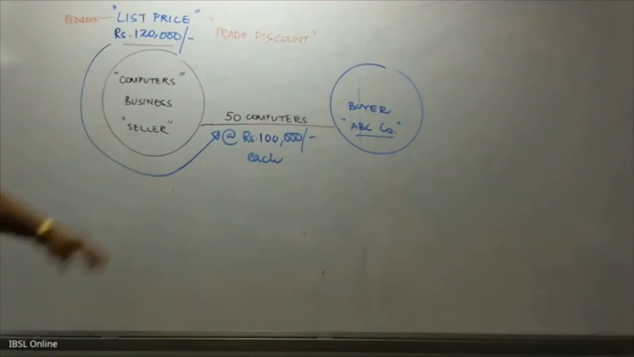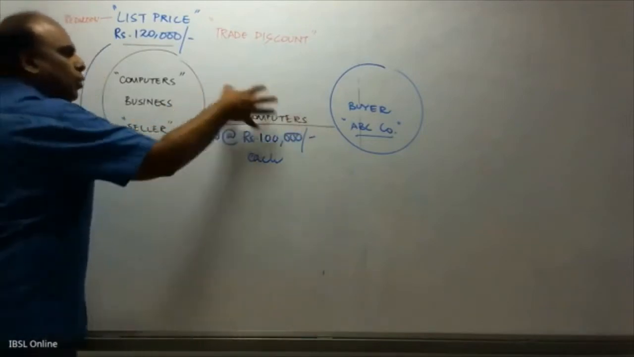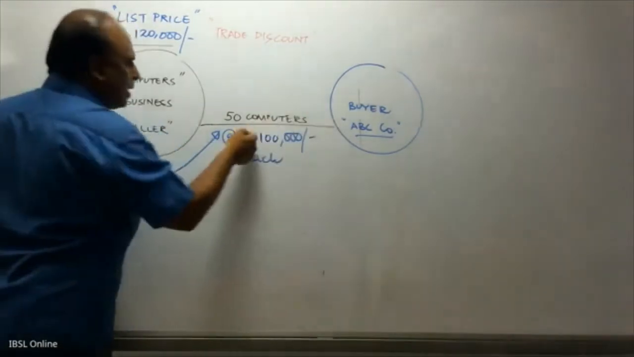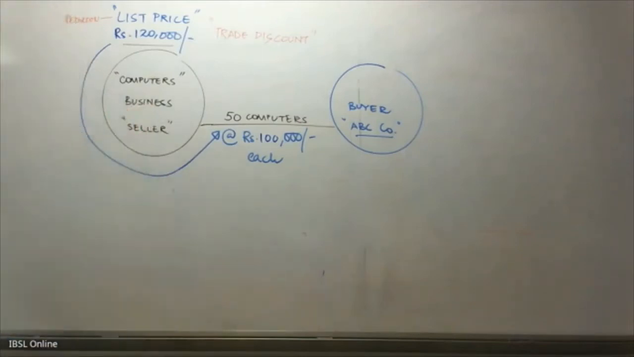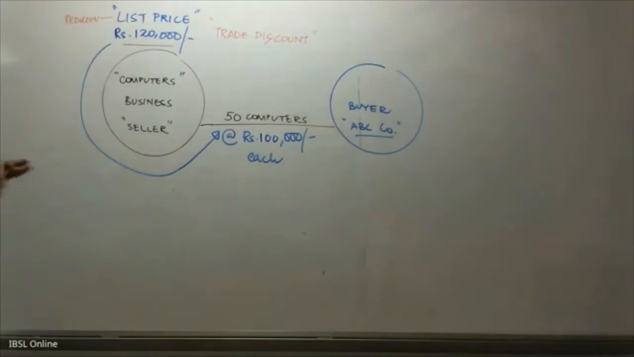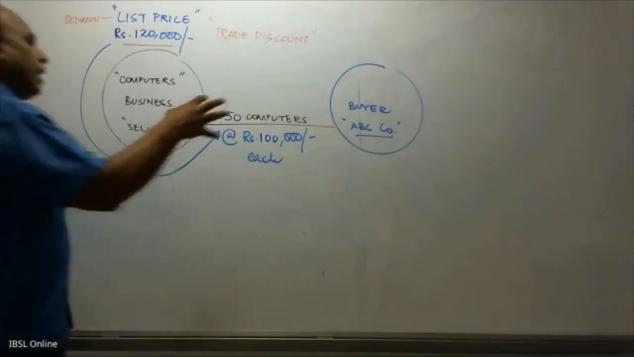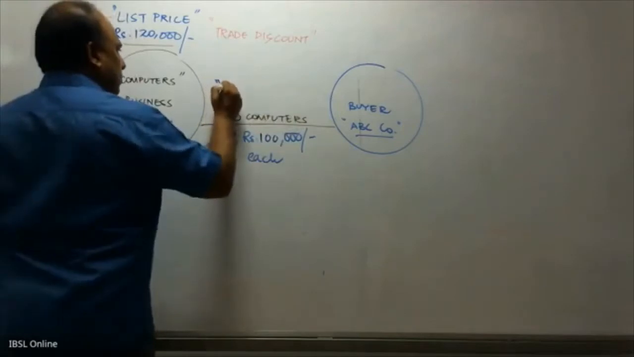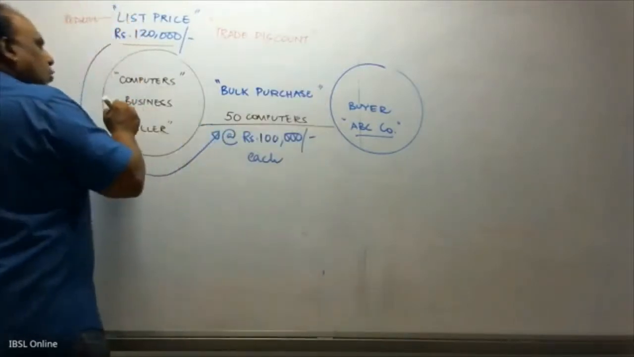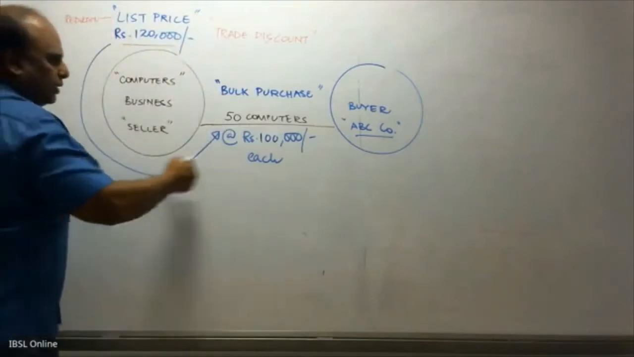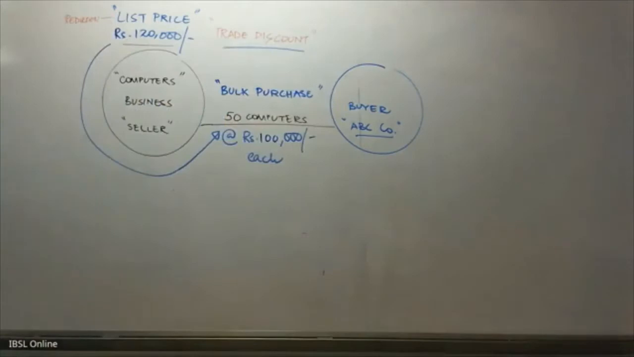Now you need to know why a trade discount is given. Trade discounts are given to attract people to buy more in quantity. Now if this person comes and asks for one computer at 100,000, he will not agree. When we go to the mobile shop or to buy any electronic equipment, we don't buy in bulk, we buy individually. So that's why we don't normally get a big discount. But when you are doing a bulk purchase, there is a tendency by the seller to offer you a discount from the list price, which is known as a trade discount.